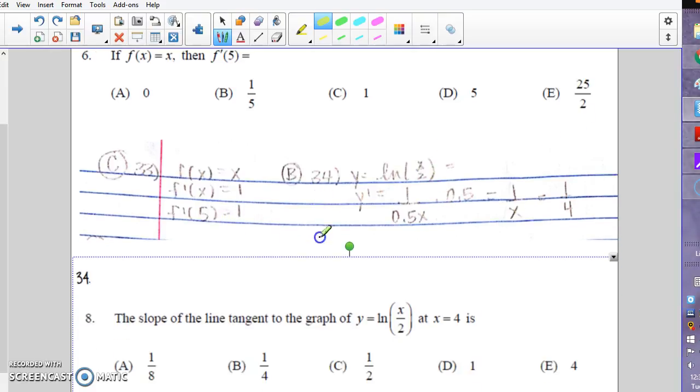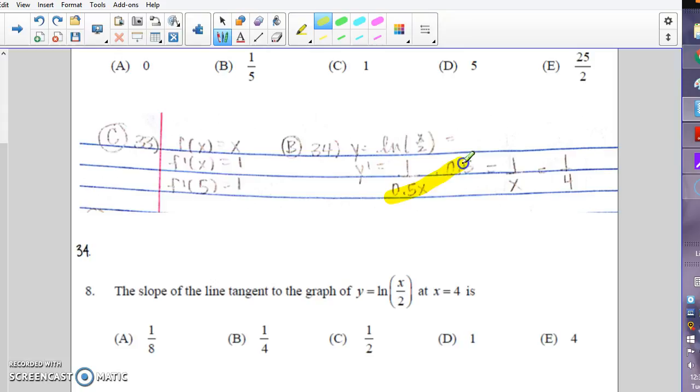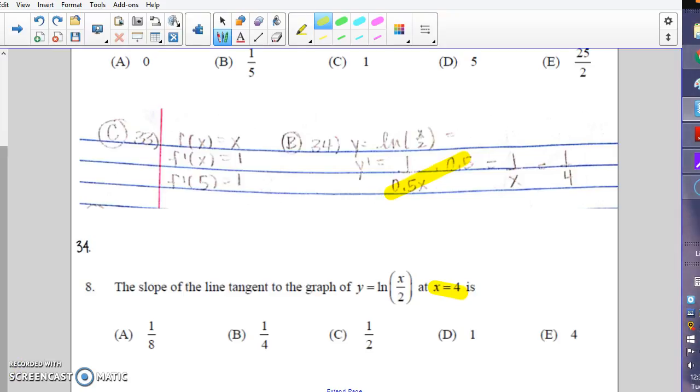This guy, 34. Slope of the tangent line. They love some natural log on these derivatives. So 1 over, and I just wrote it as 0.5x, multiplied by the derivative. I was glad I did because then I saw that those guys canceled. I had 1 over x. You were concerned when x was equal to 4. Boom, 1/4.